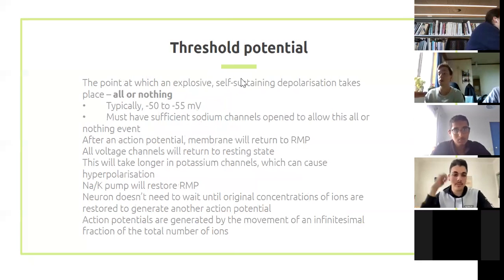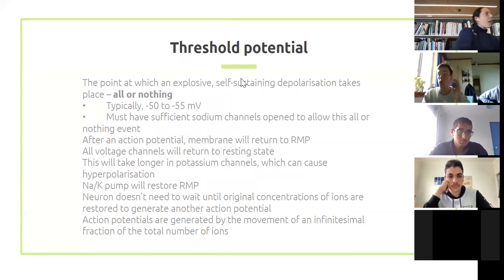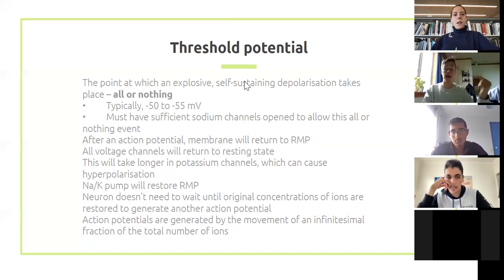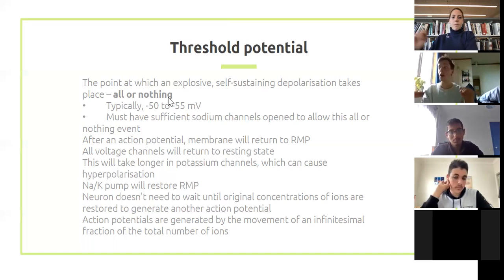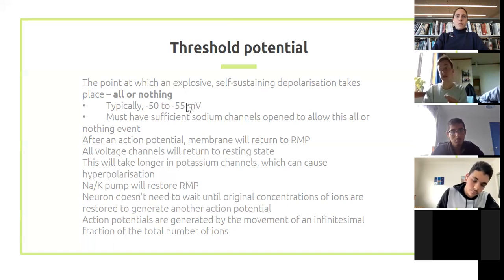Okay, here we go. The threshold potential. This is an all or nothing. That's key, bold, remember it, don't forget it. So when you have an action potential, you have an all or nothing thing. If you have enough graded potentials and it depolarizes the membrane to -50 to -55, you are going to get an action potential.